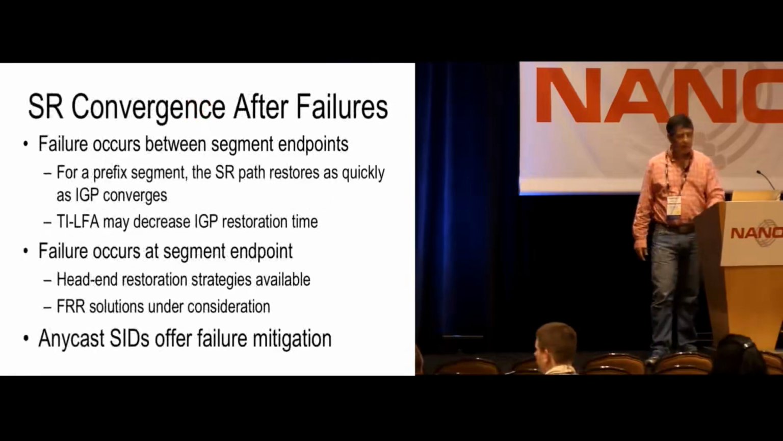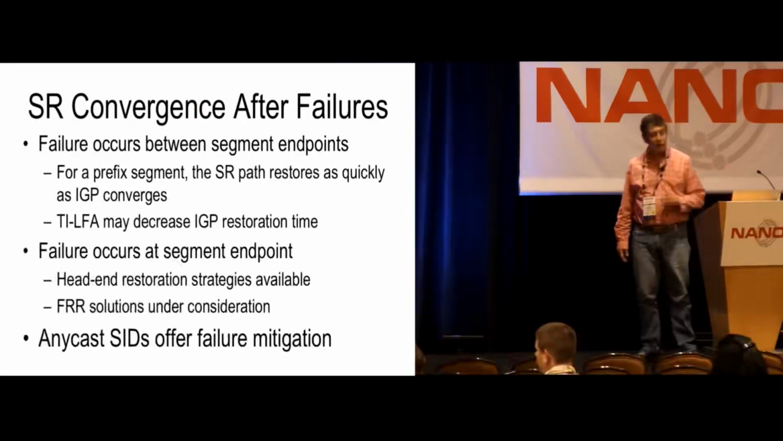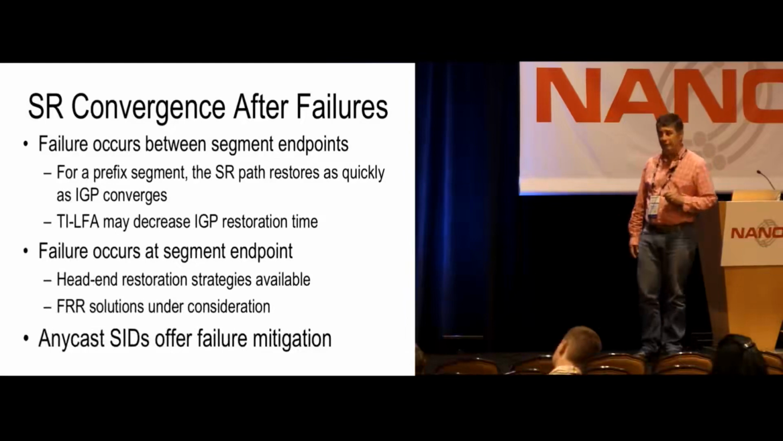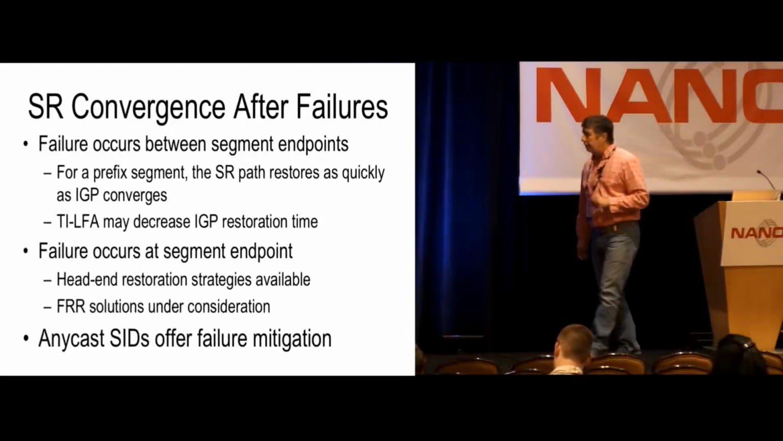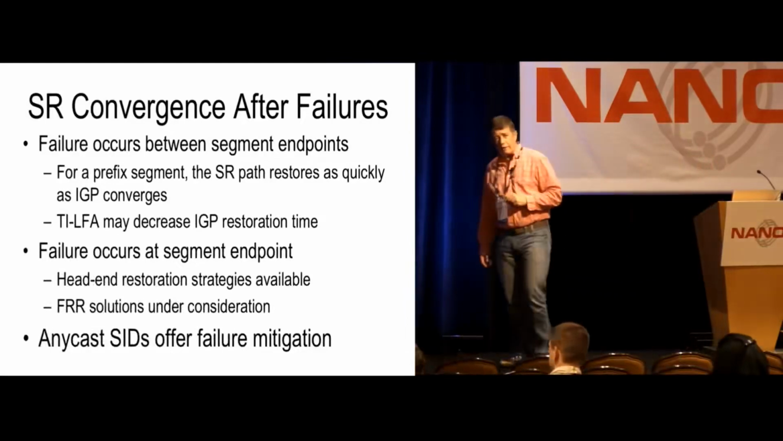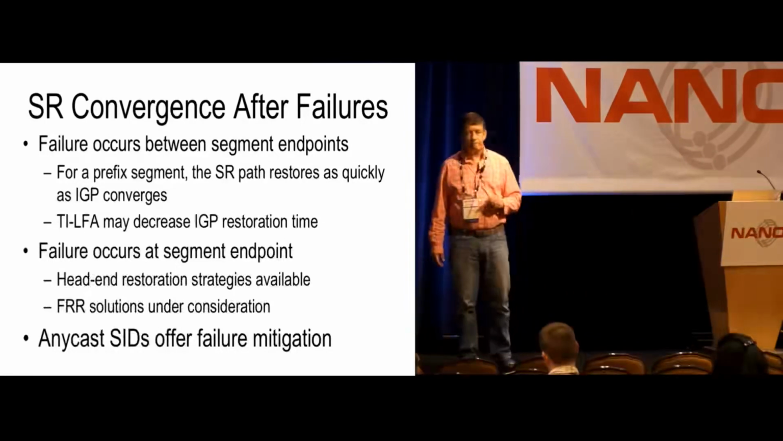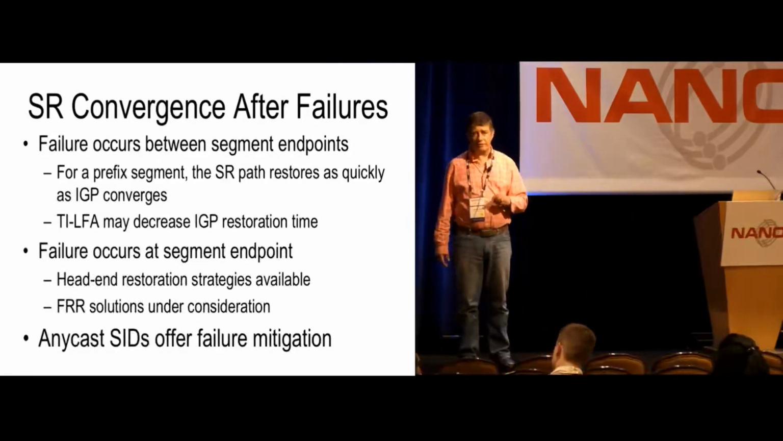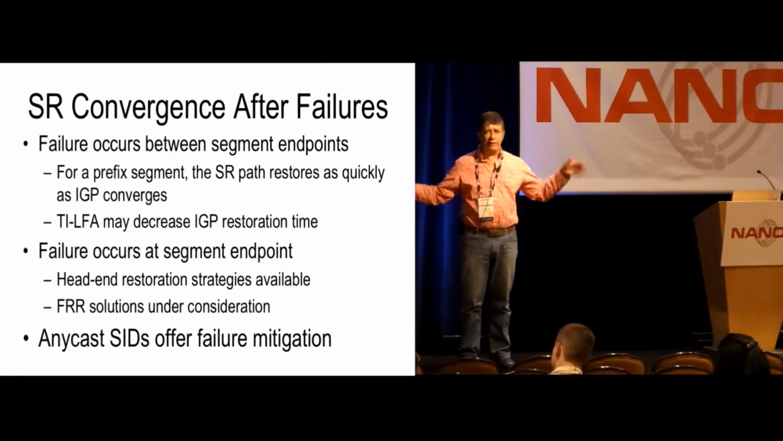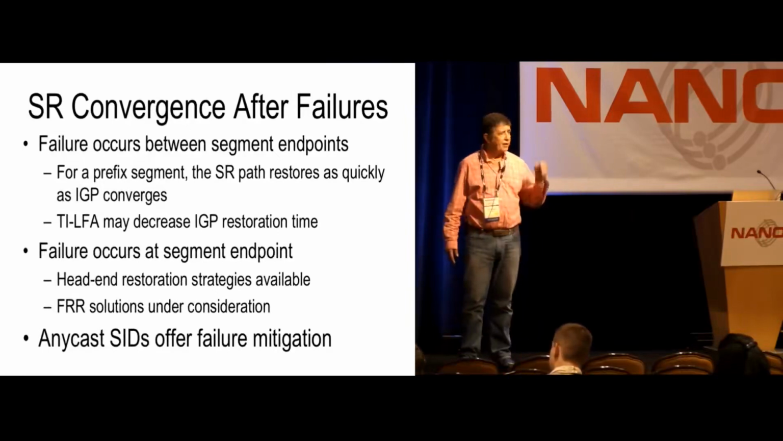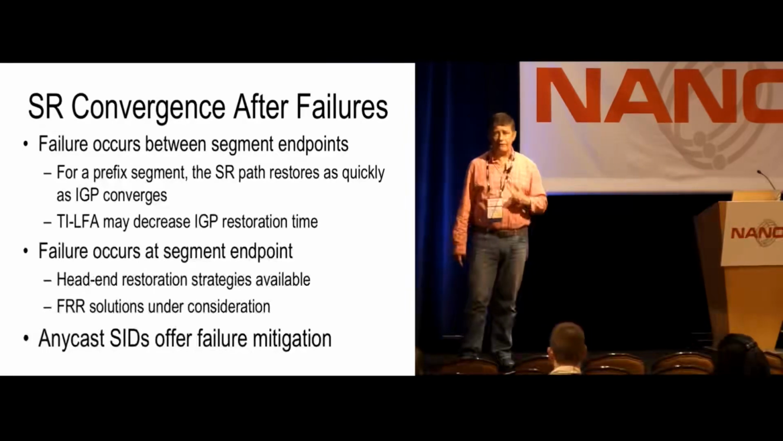Now, let's talk a little bit about convergence after a failure. First, let's say that you have a prefix segment, and the prefix segment has 5 hops in it. And a node goes down in the middle of that prefix segment. How do you restore?